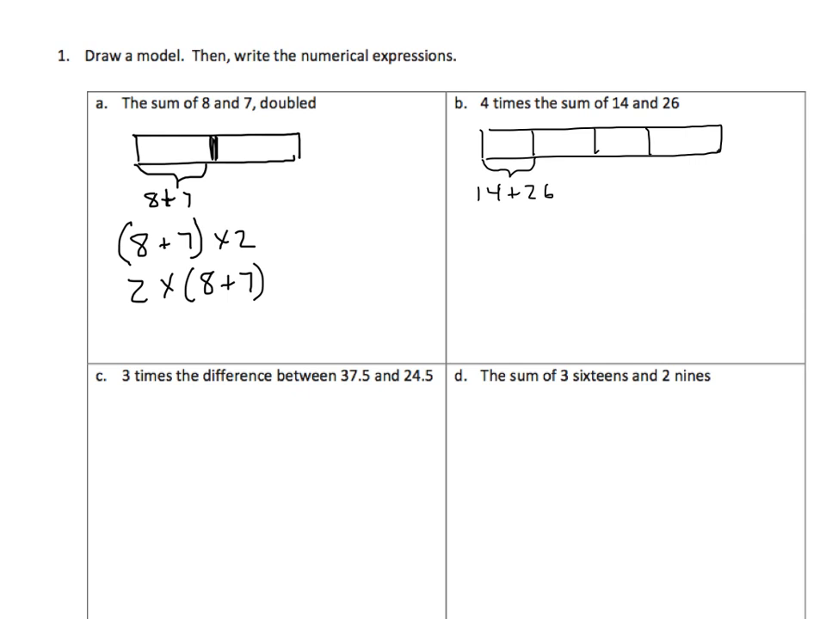So I will start with 4 times the sum of 14 and 26. Again, the tape diagram clearly shows that we add first. So as in the previous example, we will put parentheses around the addends here so that we know we need to evaluate that expression before we multiply. Again, I could change the order because of the commutative property.